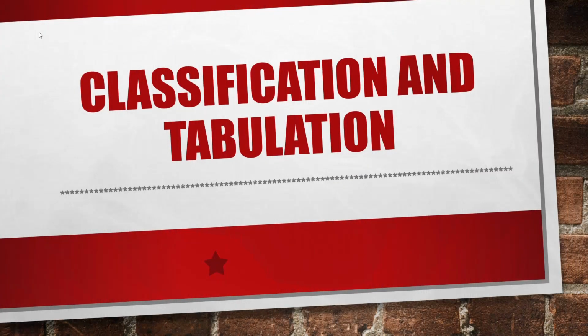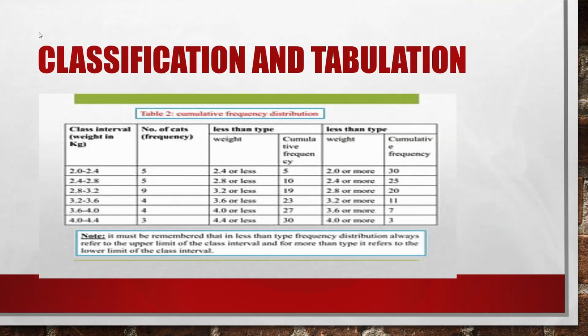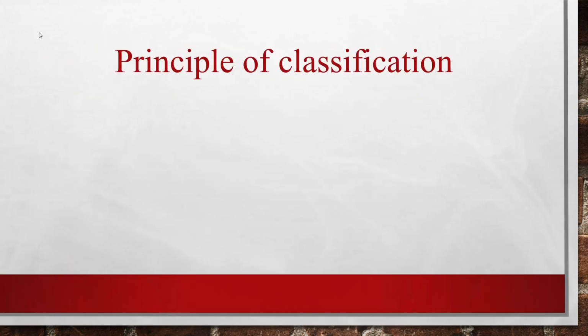Hello dear students, in this class we have to discuss the principles of classification and tabulation. In the last class we discussed data processing. The last two steps in data processing are classification and tabulation. So what is classification and tabulation? Classification is classifying the data in homogeneous order and tabulation is inserting them in rows and columns.